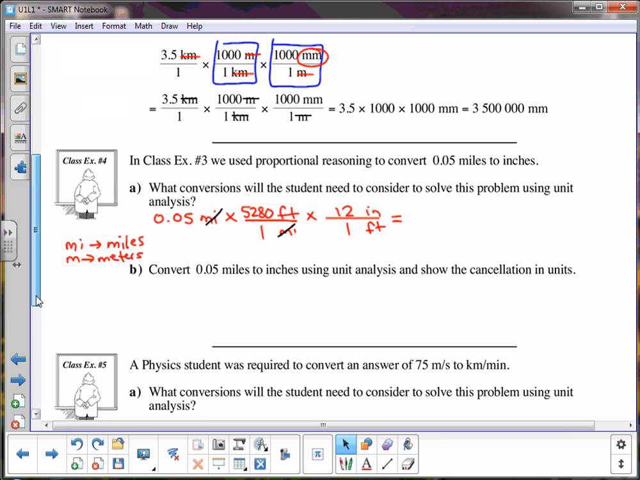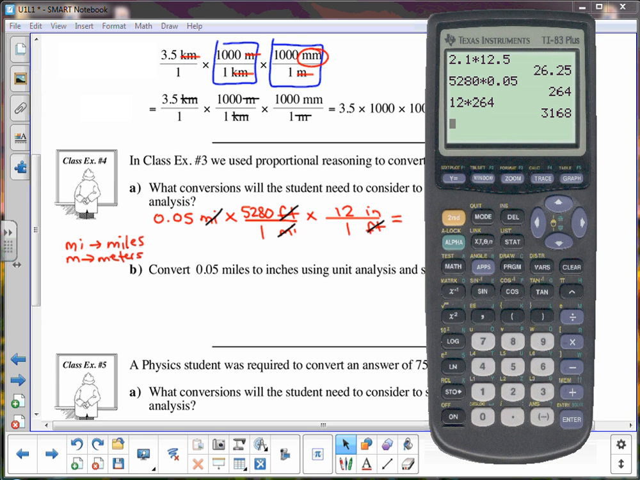And again, that feet unit is going to reduce out. So once we multiply all this, we're just left with inches. If everything cancels, we are good. It's also a good way to check your work. So we can multiply straight across.